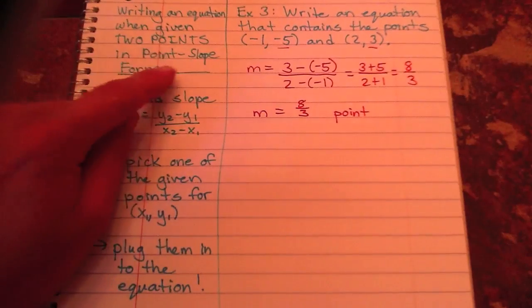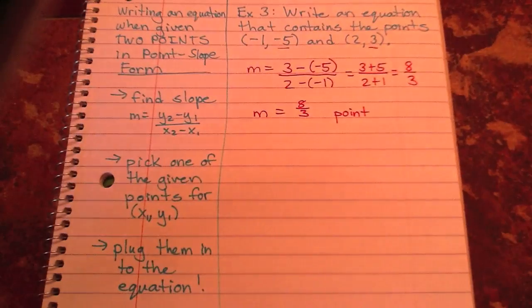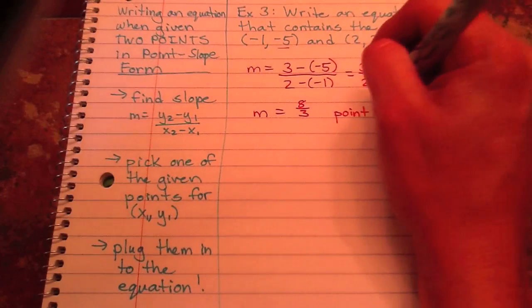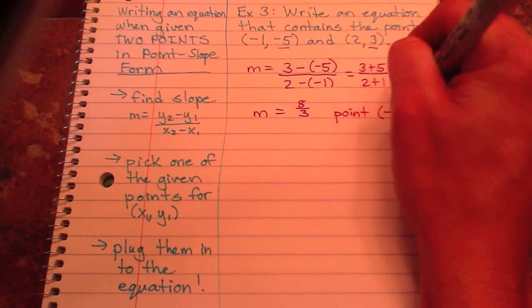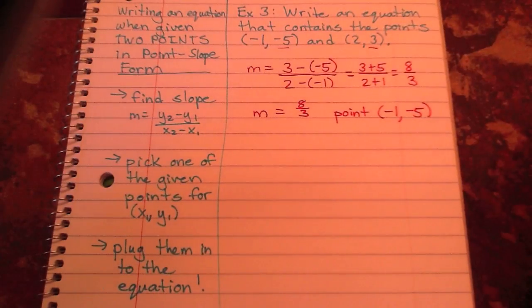I'm going to go ahead and pick this as the point because I want you to see it when we have to be aware of those negatives again. I want you to practice being aware of those negatives. So I'm going to go ahead and pick the point -1, -5. Someone else might have picked the point 2, 3. They end up with the same equation in the end.